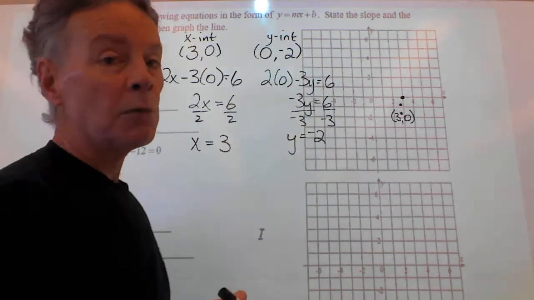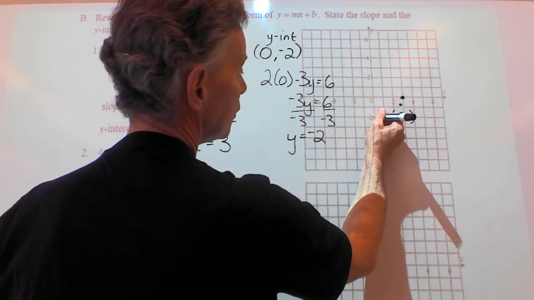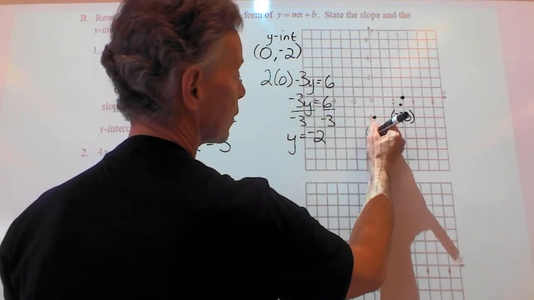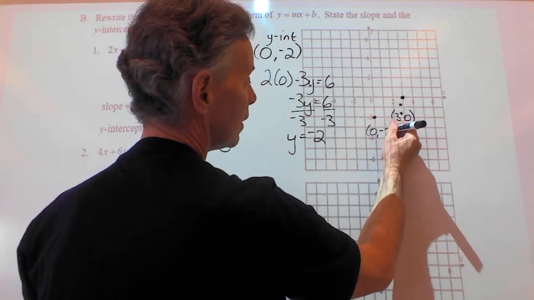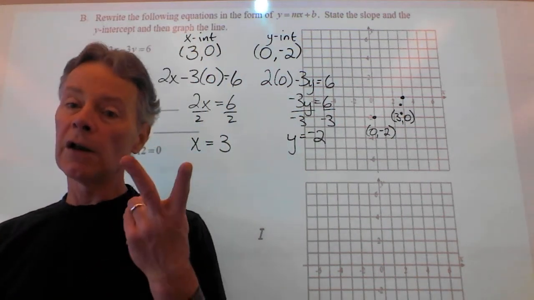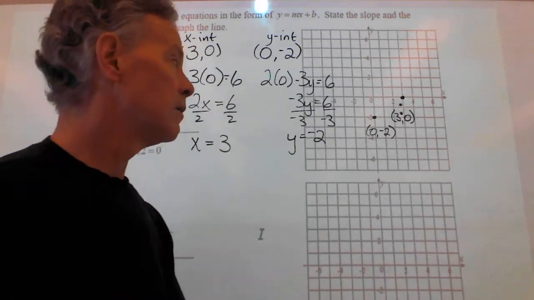And we can plot this point. So 0 and negative 2 is right here. Look at that. Just let me write the coordinates. 0, negative 2. As soon as we have 2 points plotted, if it's a linear equation, we can join them up. We're done.